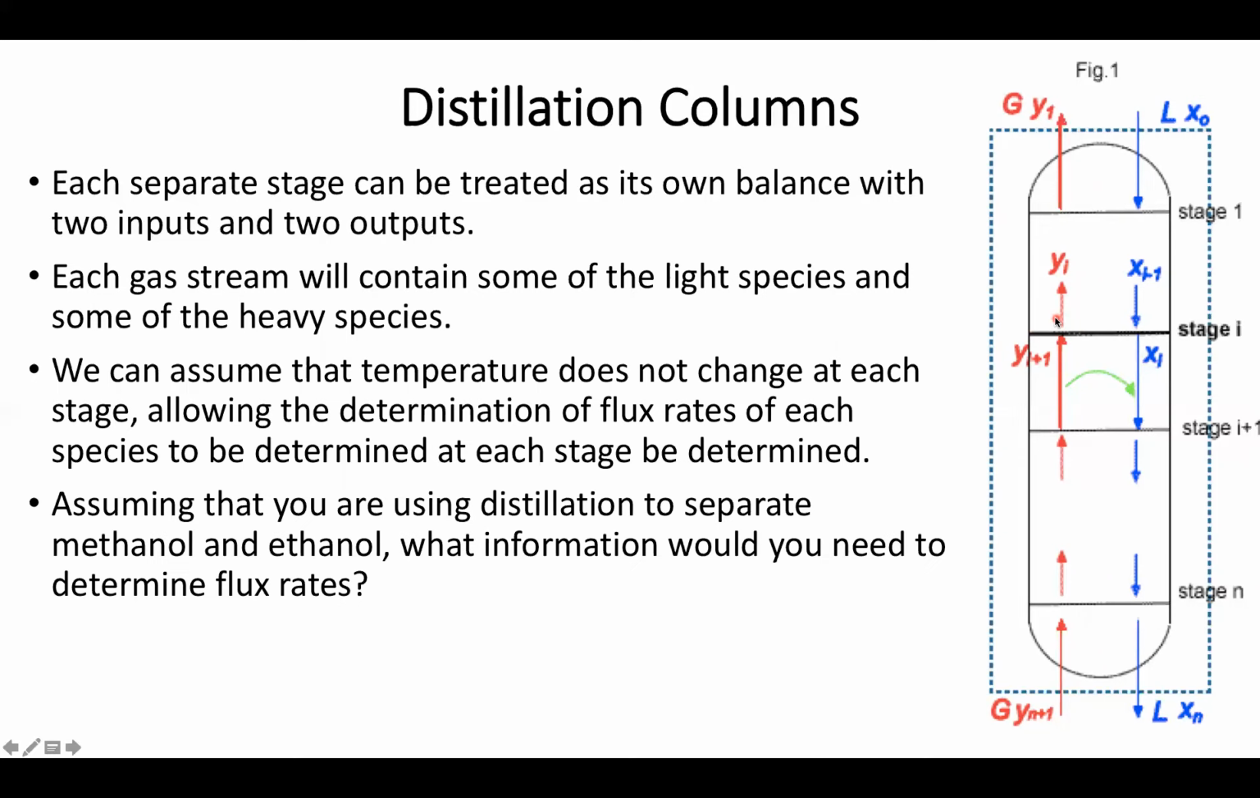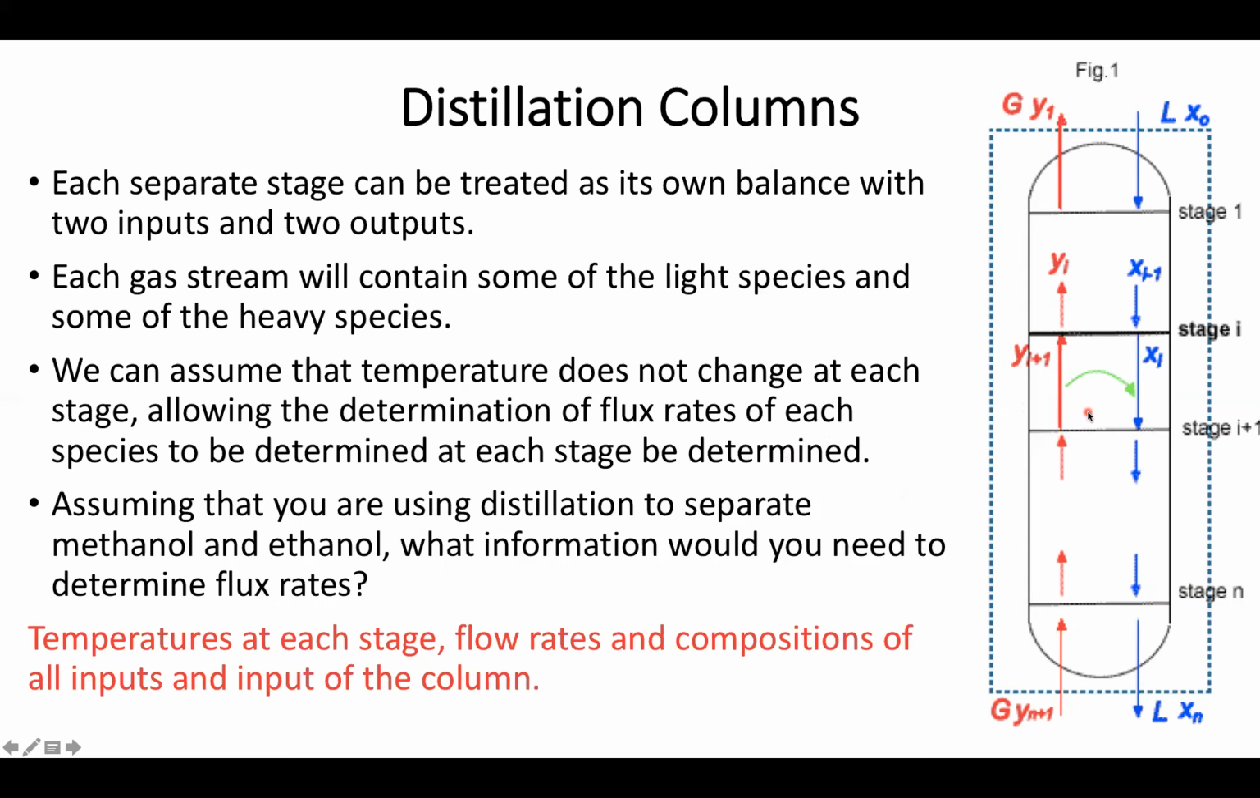So again, assuming that I'm trying to use distillation to separate methanol and ethanol, which is a very classic way of making sure that we render ethanol drinkable by stripping out the toxic methanol components, what information would I need to determine the flux rates at each of these stages? So this is going to be a lot of the information that we talked about in physical chemistry.